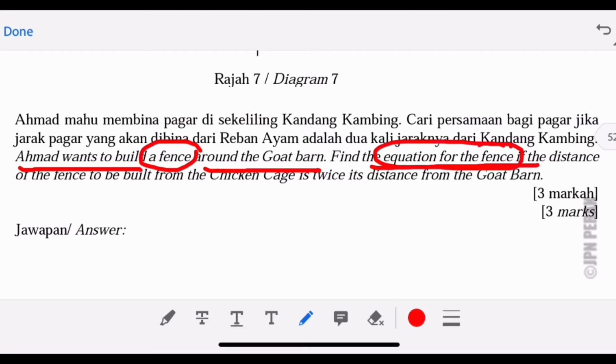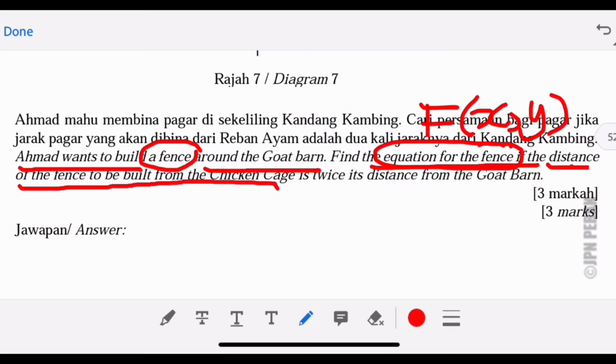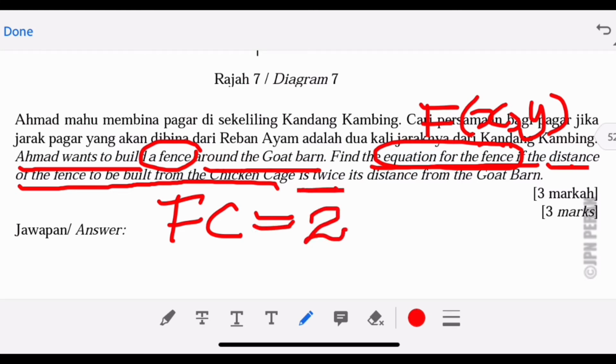Equation of the fence. The fence is at an unknown location, so it's a moving point. The fence distance to be built from the chicken cage, chicken cage, so is FC, is twice. Twice means 2 times. The distance here refers to the fence to the goat barn. So firstly, we need to write the equation of the distance in terms of the ratio.